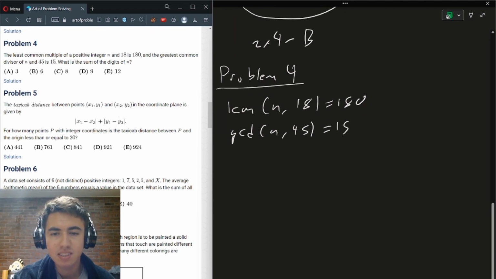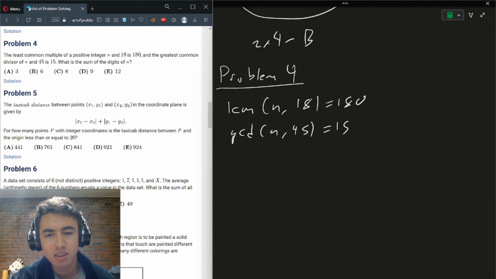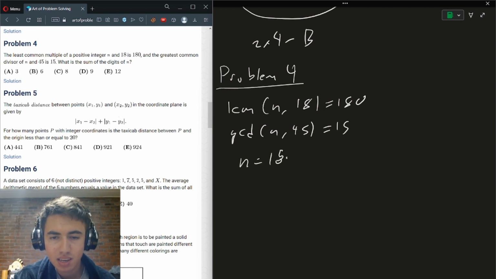I think the easiest is GCD of n and 45. GCD is the greatest factor both n and 45 have in common, which is 15. This means we can write n is equal to 15 times k, where k has to be relatively prime to 45, right? That means they can't have any factors in common.